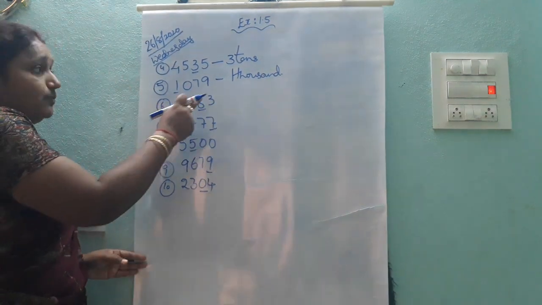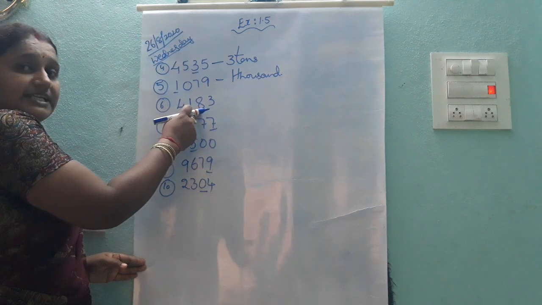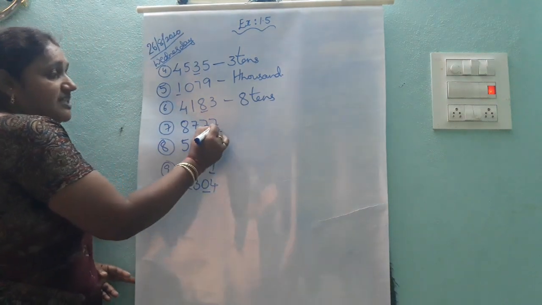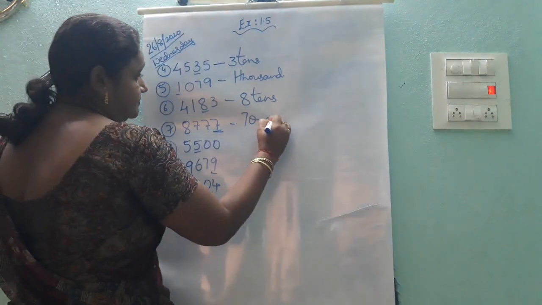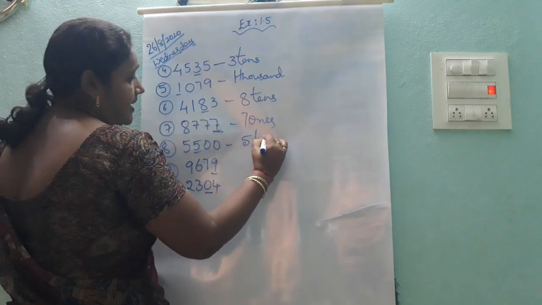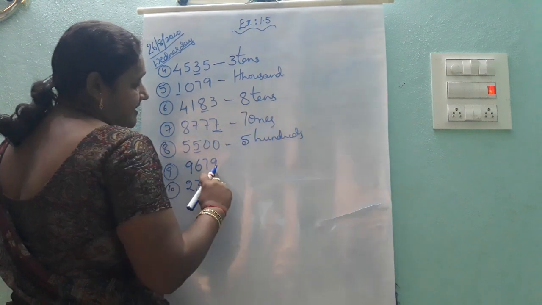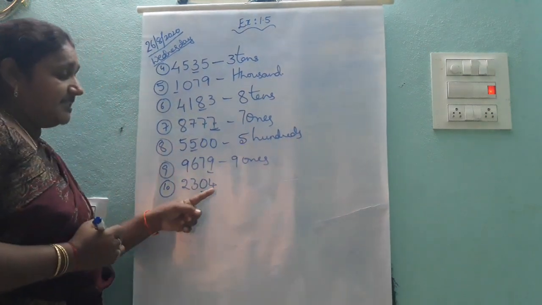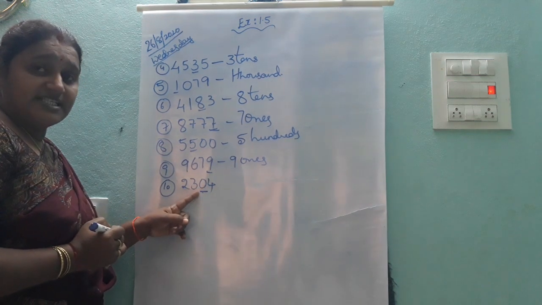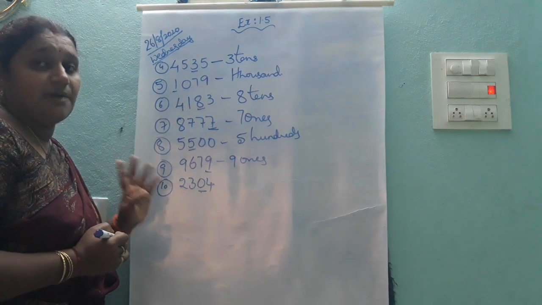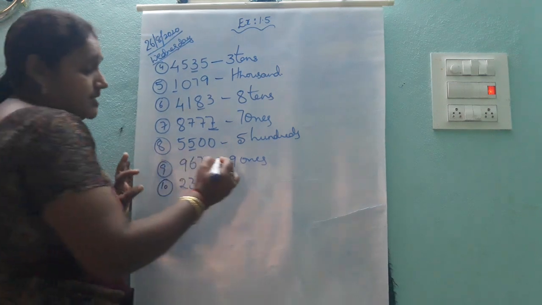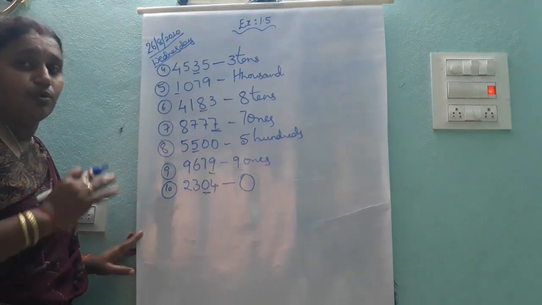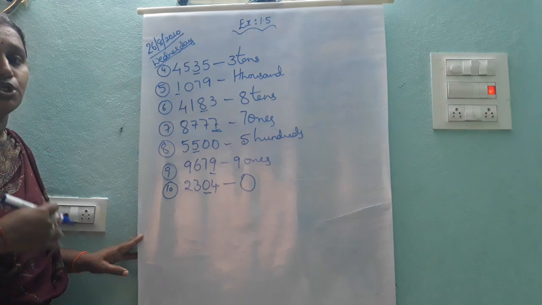Here see these numbers. Ones, tens, 100, 1000. 8 is at tens place, so 80. 8 tens. Here 7 is at ones place only, so 7 ones. Here 5 at hundreds place, 5 hundreds. Next 9, 9 at ones, 9 ones. 0 at tens place. So 0 tens, 0 only. If you multiply any number with 0, you will get 0. So what is the place value of 0? It's always 0. No need to mention 0 tens, 0 ones like that.